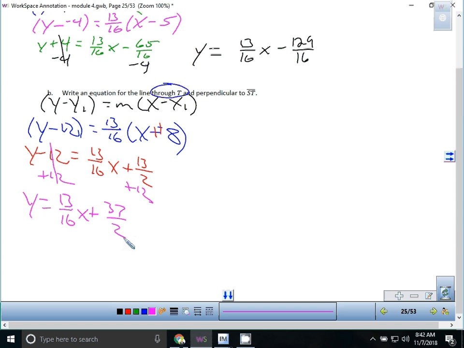The biggest mistakes people make, two biggest mistakes. Number one, I've already told you, it's easy to forget a negative along the way. The other thing is, when people see perpendicular, they forget to flip it and change the sign.